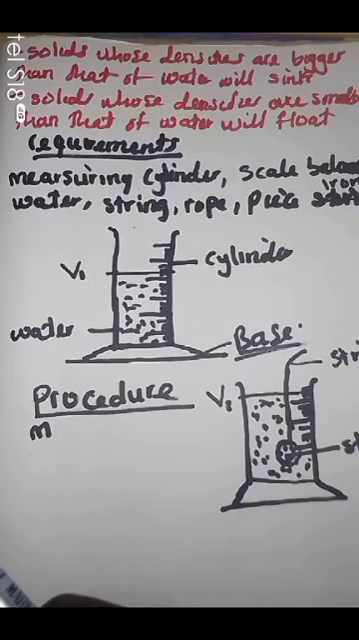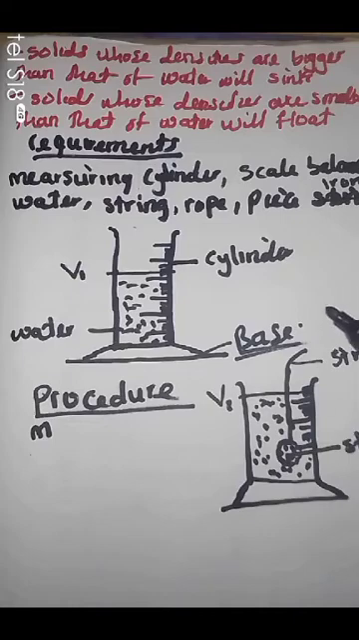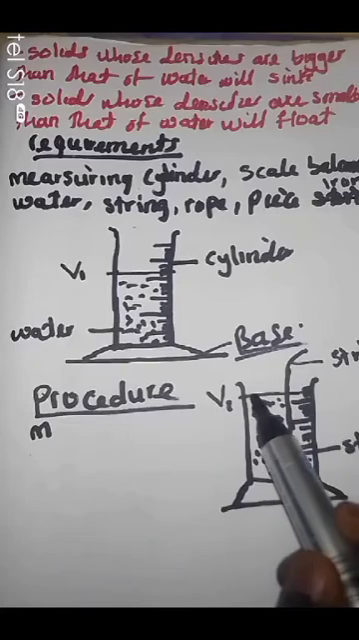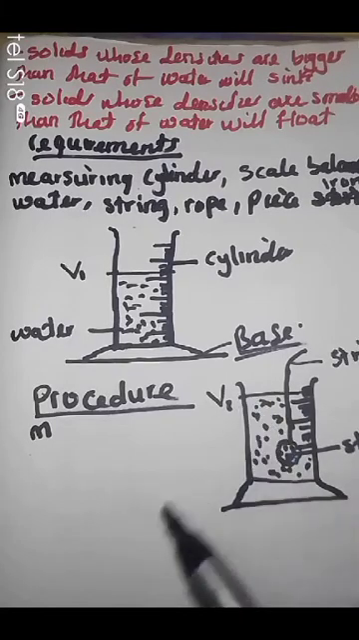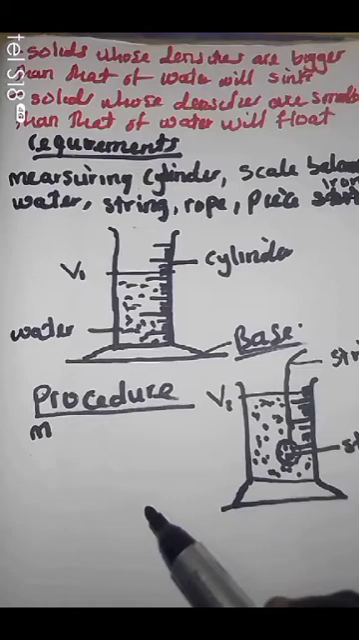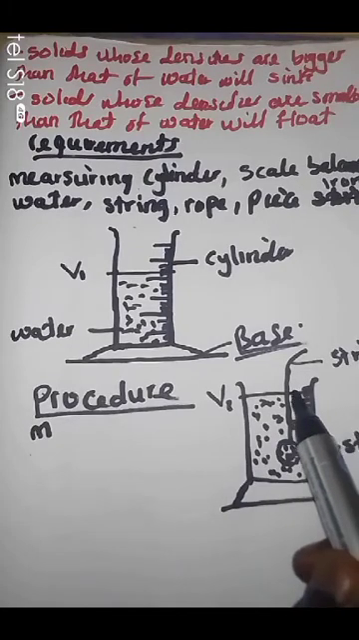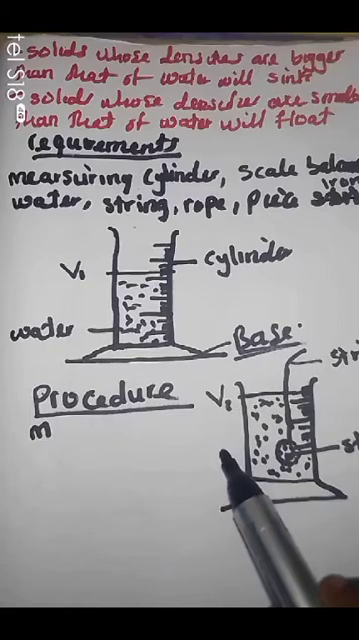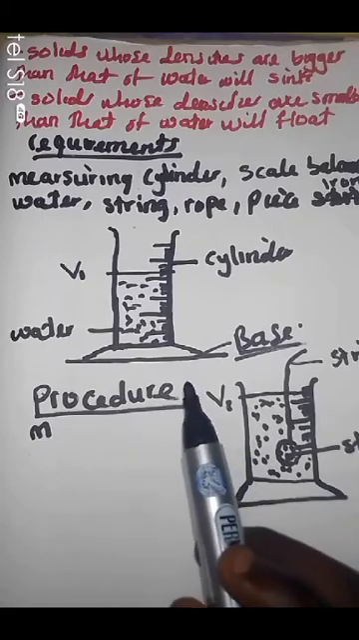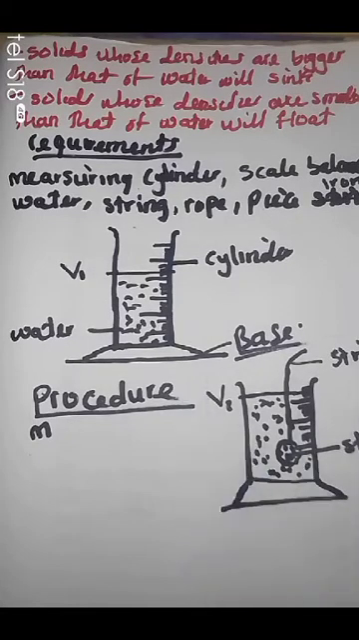Good. Then the stone is tied to the string and gently lowered into the water, such that the new volume of the water now rises up to a certain level called V2. And keep in mind that this V2 is greater than V1. So you gently lower the stone into the cylinder which contains the water, so that the volume of the water now rises from V1 to V2.